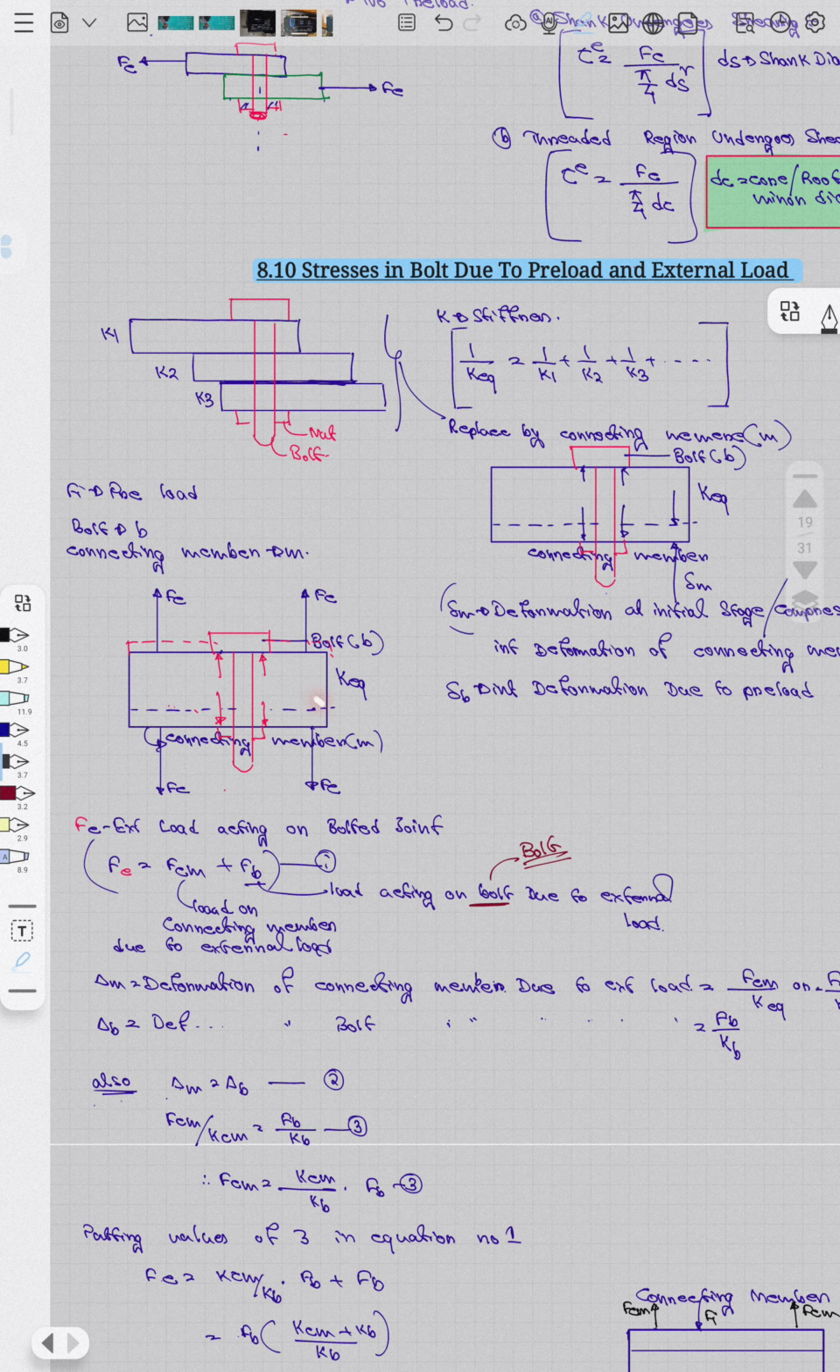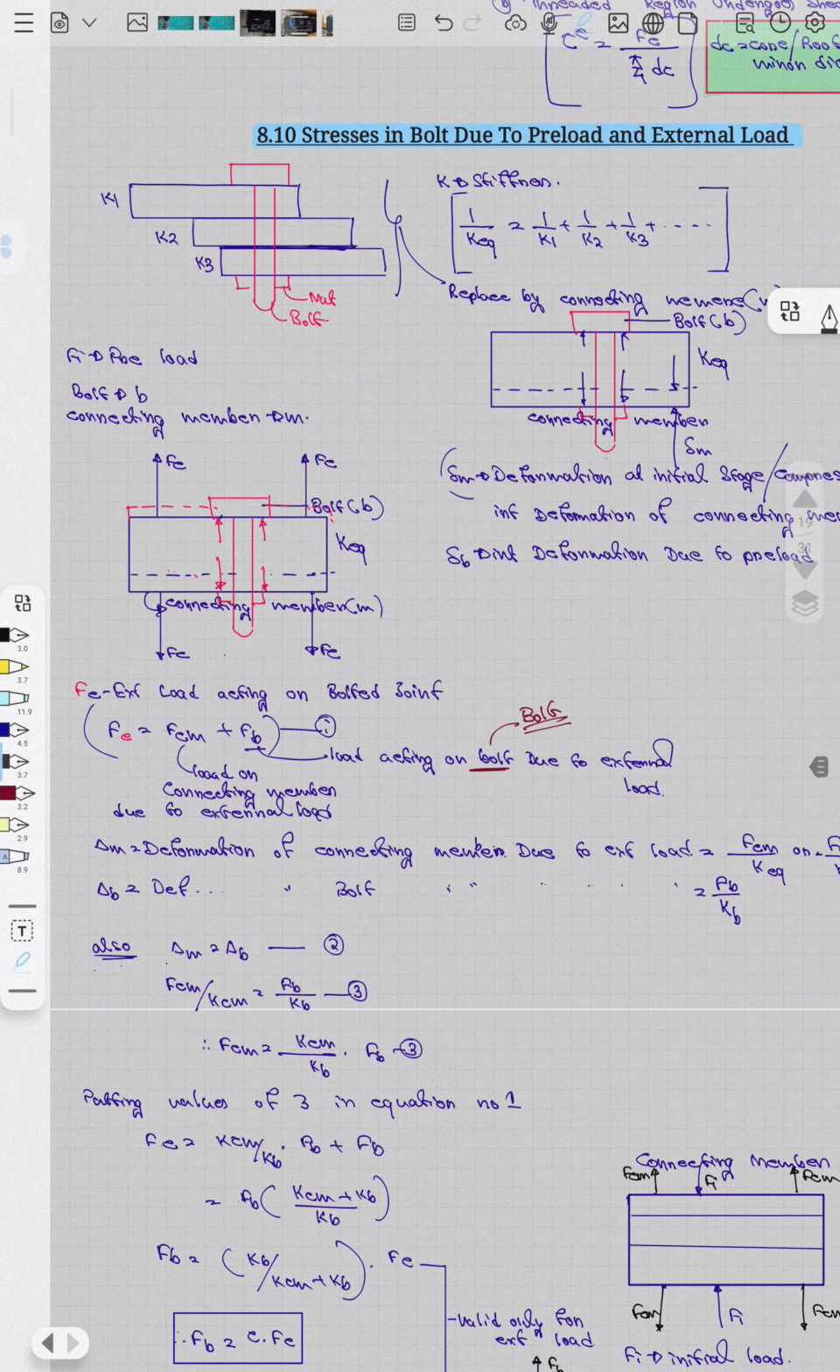Now this is the member, and this is FC. There is a force FC, the external force that is being applied. It is like pulling this thing from both ends. So the external force F external equals FCM, the connecting member force, plus FB, because the bolt also pulls this side. So there is load due to the bolt and due to the connecting member.